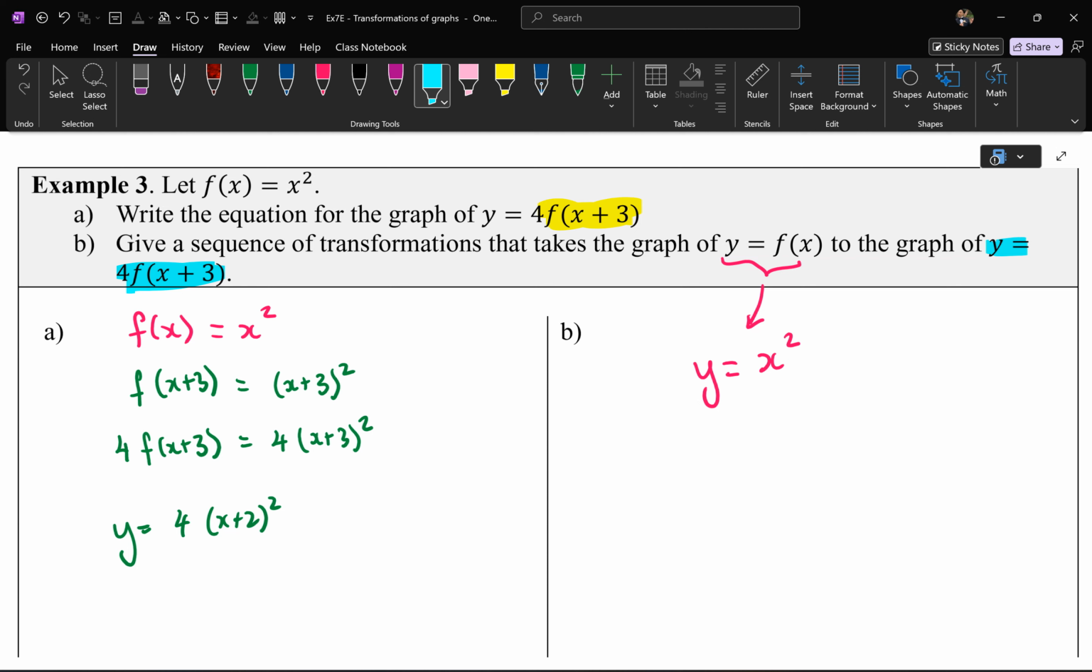Is it 3 or 2? Oh, sorry. Thank you. That's right. It was meant to be a 3.